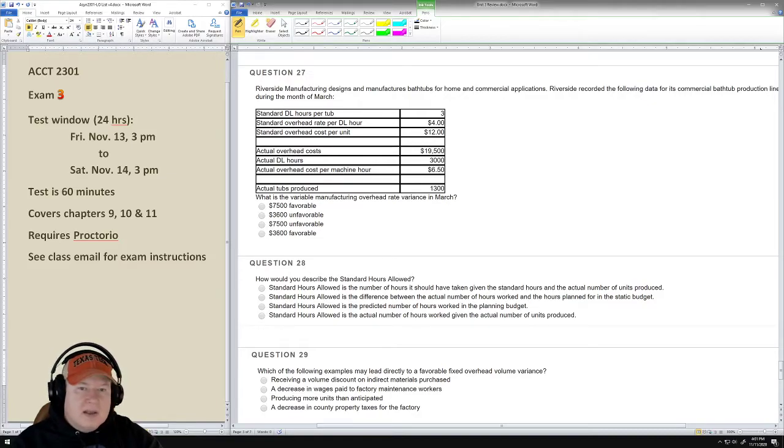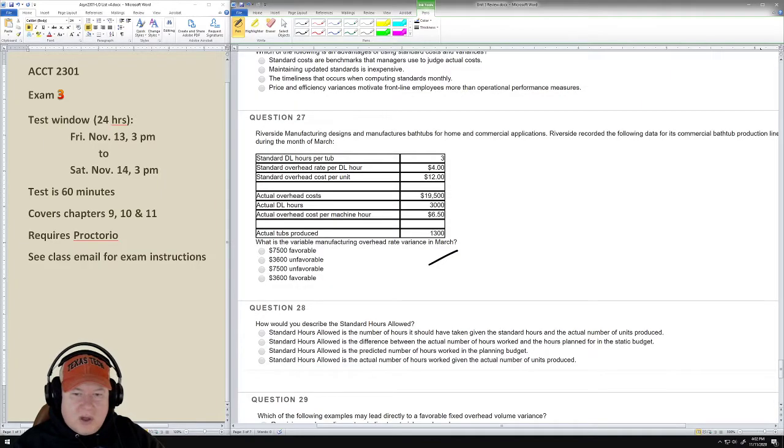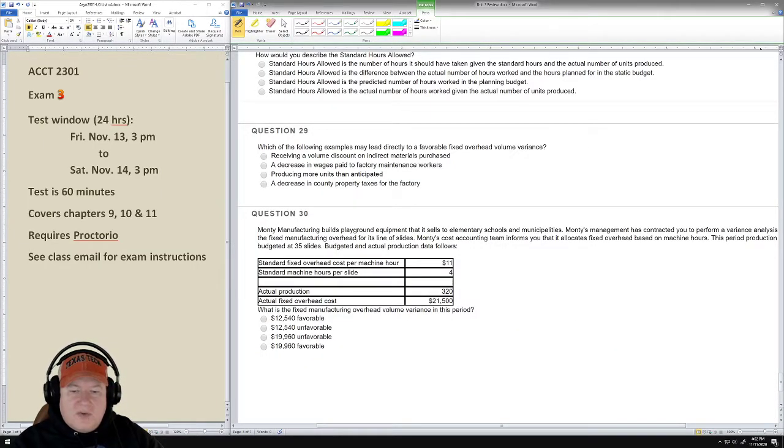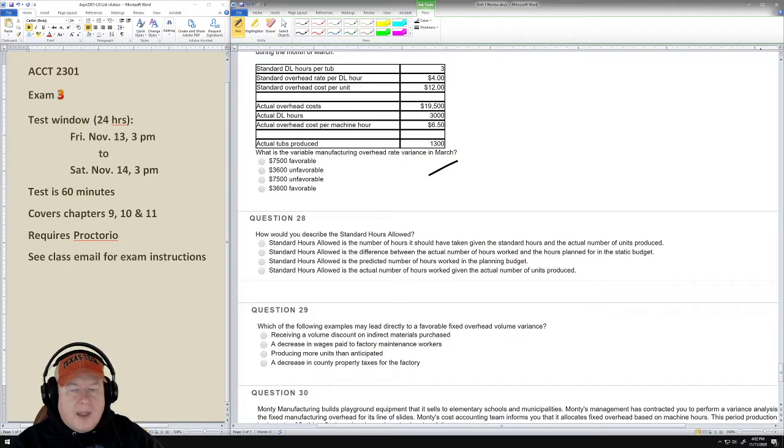You know what? This one is similar. This is a manufacturing overhead rate variance. So this is going to be similar to the ones I've done before. I'll let you look at the calculation in the document to figure that out. And this last one I think is a fixed one, and this one's a variable.